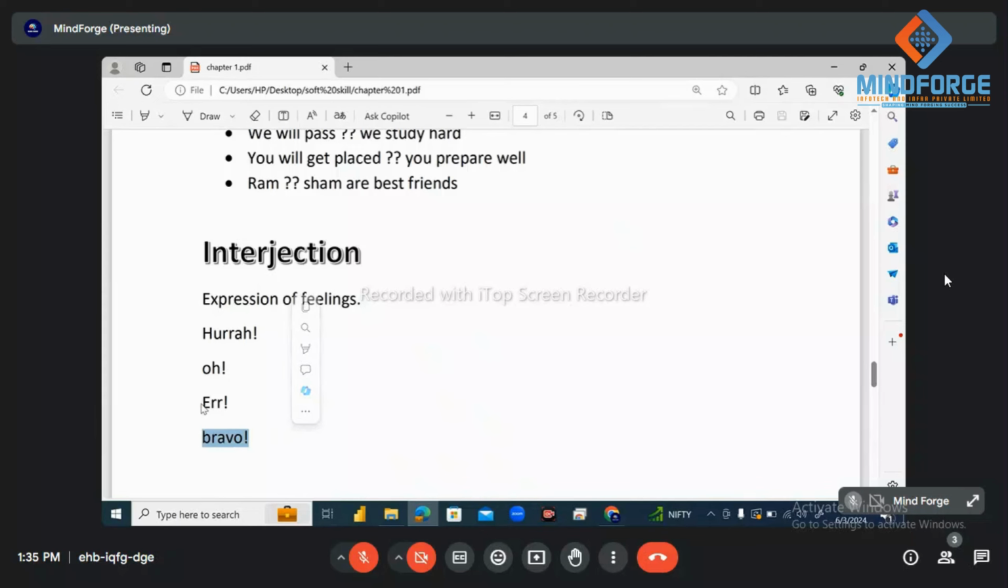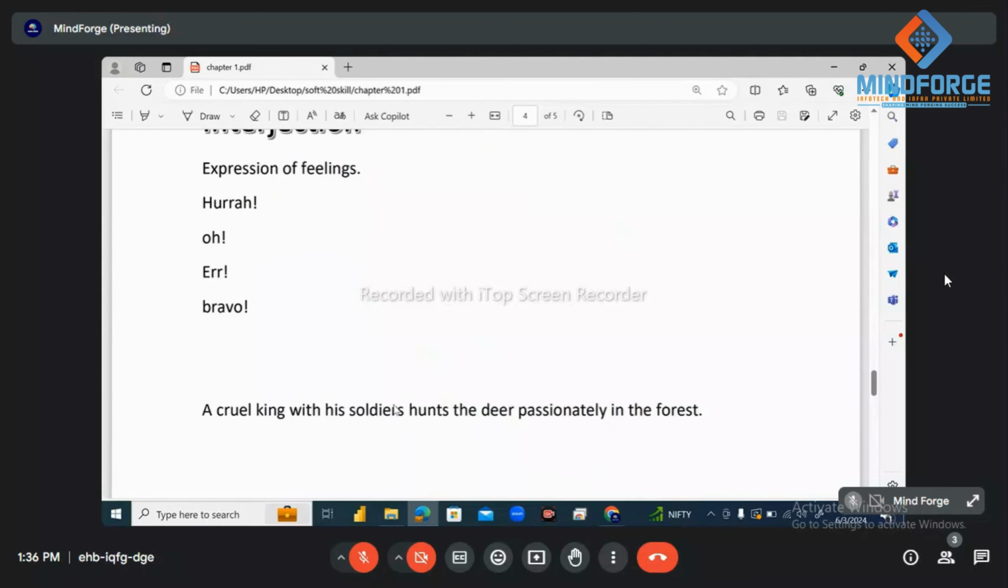Okay, like if your friend near to you just got some small accident, then what do you do? Whatever expression comes just after the action, that would be the interjection. Okay, hooray, oh, bravo, many more interjections are there.